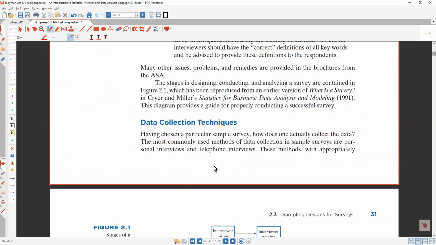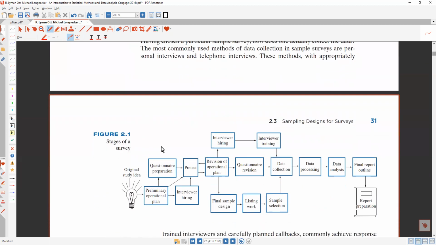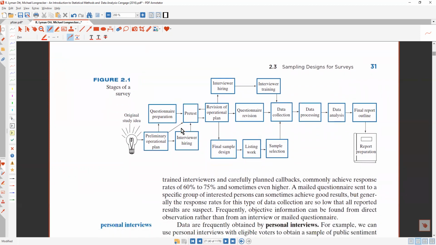So what are some data collection techniques? Well, we've talked about questionnaires. Here's the stages of a survey. So questionnaire, survey, this gives a whole bunch of things, the line of progression for obtaining survey information. This isn't vital to know, but you can read that to see what a sample flow chart looks like. You prepare the questionnaire, it goes through some revision, data collection, final report, and then you're writing the report.